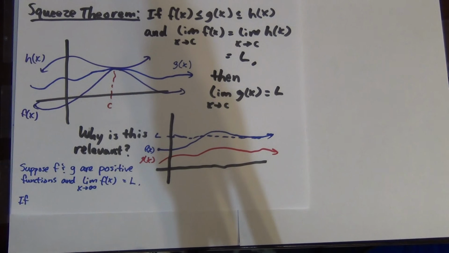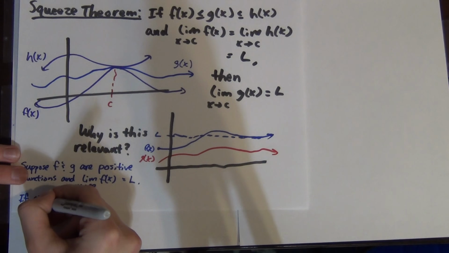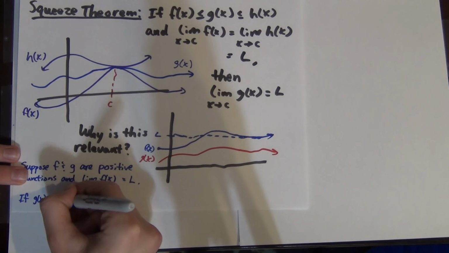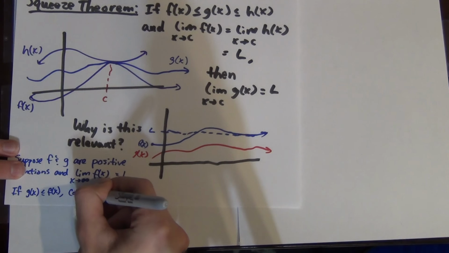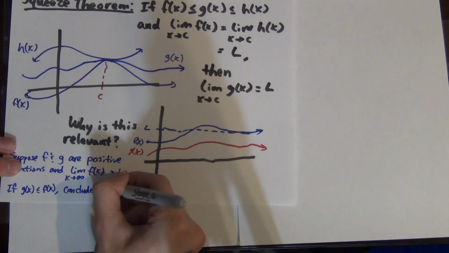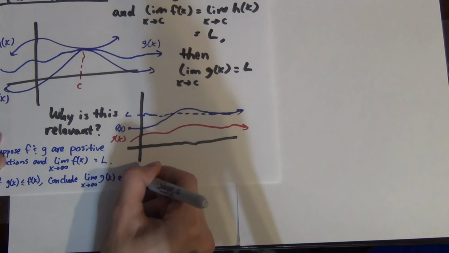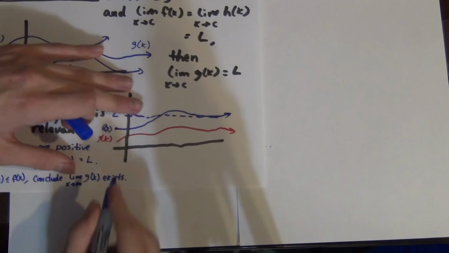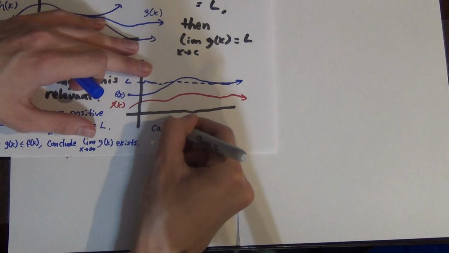So just to state this for the record, if g of x is less than or equal to f of x, so we can conclude that that limit also exists. Might not necessarily equal L, but it does exist. So this is relevant because of the convergence of a series.